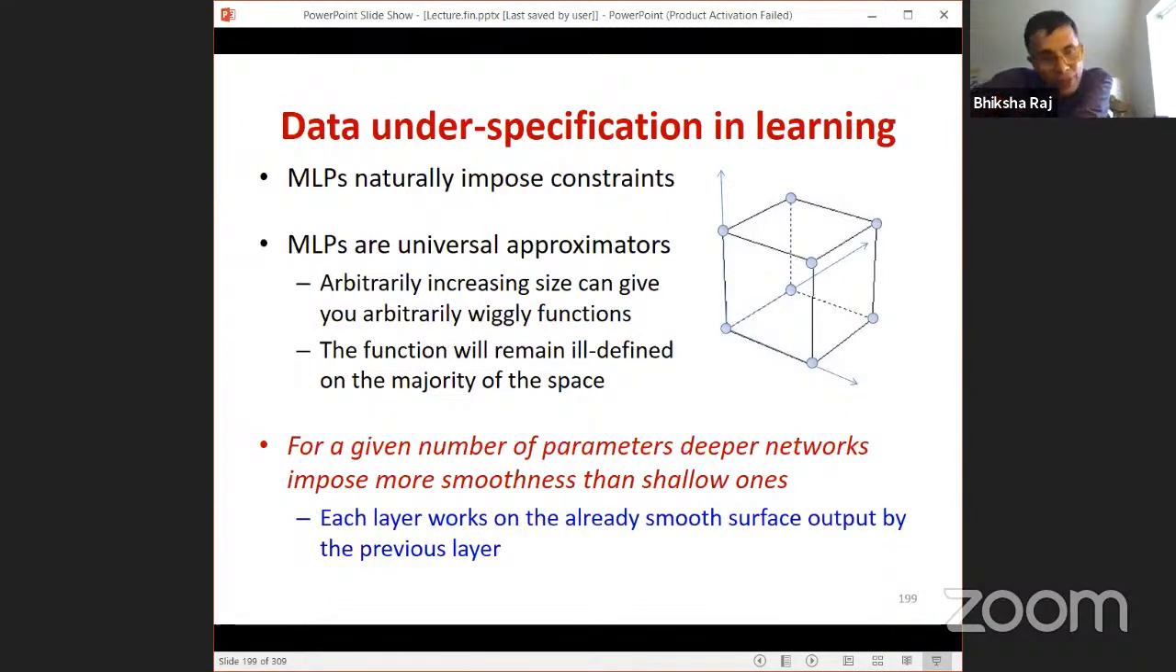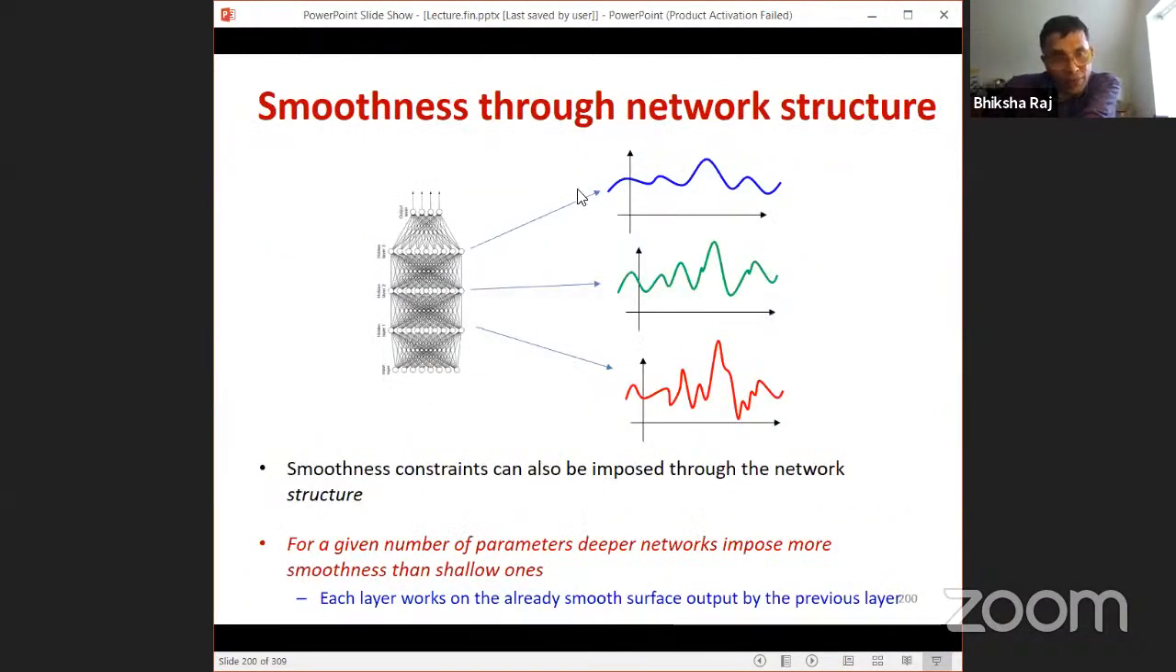It turns out that first, MLPs naturally impose constraints. They're universal approximators. If you take a network with a fixed number of neurons and you make it deep rather than wide, then deep networks impose smoothness constraints, and deeper networks impose more smoothness constraints than shallow ones. For example, the first hidden layer is going to produce some ugly function, but the second hidden layer is working on the output of this function, so its output is going to be smoother. The third hidden layer is working on the output of the second layer, so its output is going to be smoother than what is produced by the second.